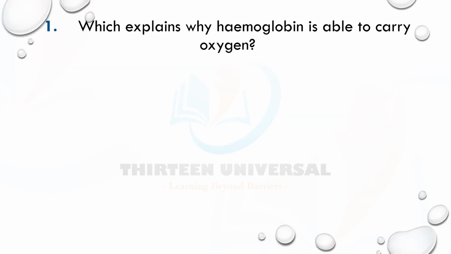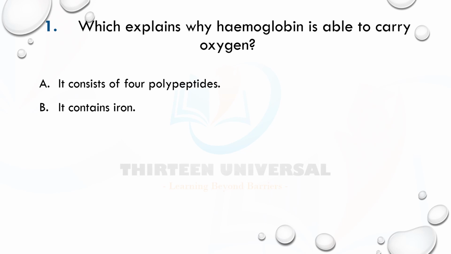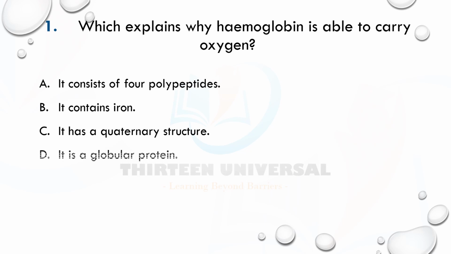So the first question here says, which explains why hemoglobin is able to carry oxygen? A says it consists of 4 polypeptides. Is that why? B says it contains iron. Is that why? C says it has a quaternary structure. Is that why? D says it is a globular protein. Is that why? Pause the video and try it.